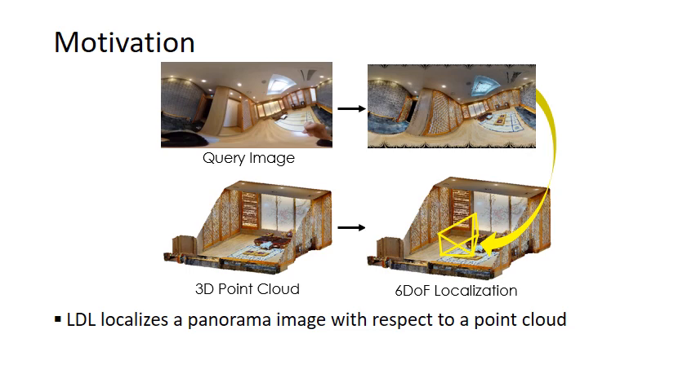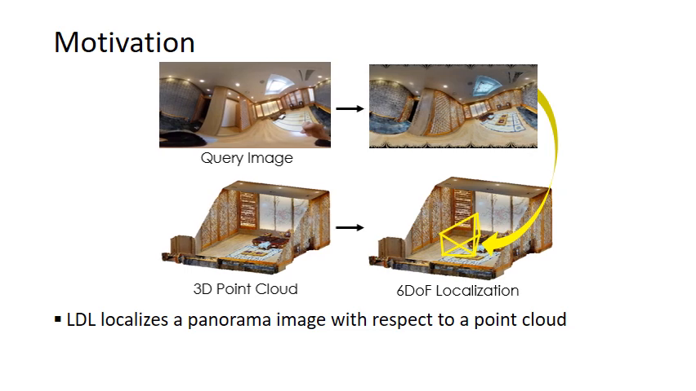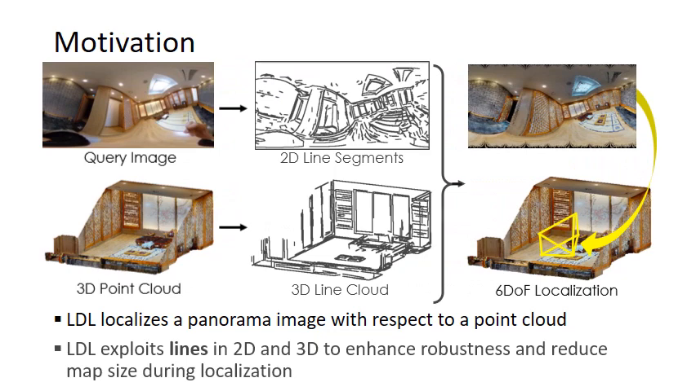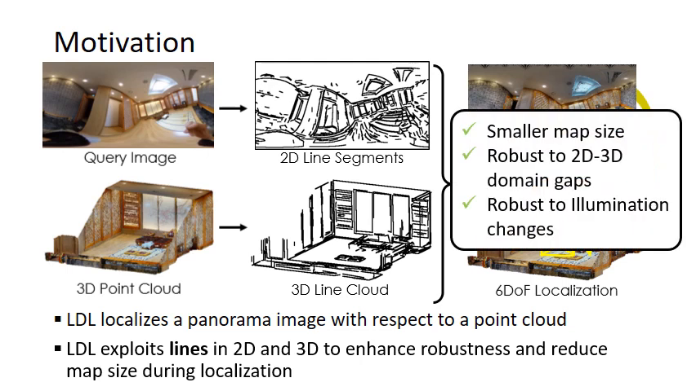Unlike many localization methods that pre-collect large amounts of viewpoints and costly visual features, we utilize the 3D point cloud measurements to serve as priors for localization. In addition, to further reduce the map size and attain robustness against 2D-3D domain gaps or illumination changes, LDL exploits line information during localization. This is in contrast to many prior methods that use photometric cues, which are susceptible to the aforementioned issues.